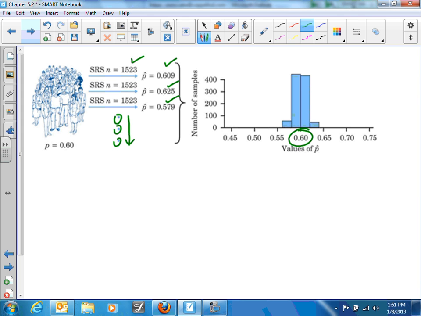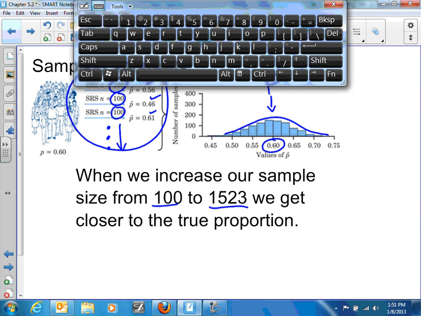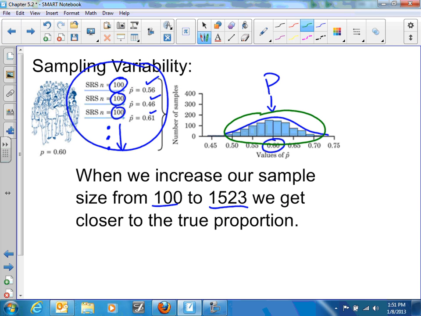So what happens is when you increase the sample size, you decrease variability. Okay, notice this isn't as spread out as this one was. Notice it's more spread out.